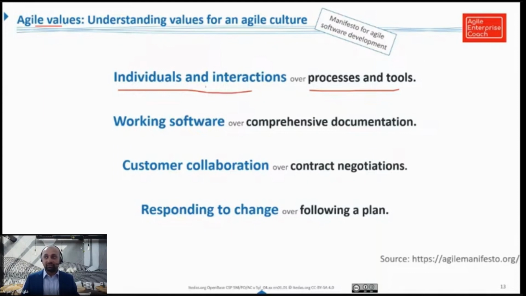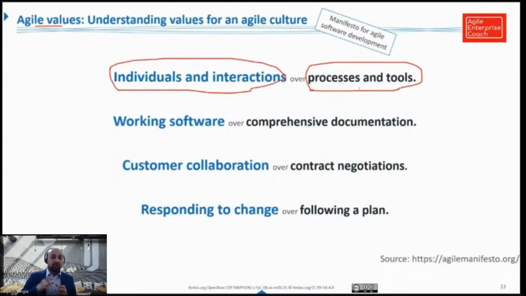What are they? Individuals and interactions over processes and tools. What it means is that agile values interactions between individuals, meaning the people who are working in the agile team, or the stakeholders, who can be the business people who provide us requirements, or the sponsors who provide us money to build this product. Agile prefers interactions, meaning discussion. It can be face to face, a voice call, or being in the same place. So interactions between various stakeholders and agile team members, rather than following process and tools. They are not saying there is no value in following process and tools, but they give much more value to interactions between individuals.